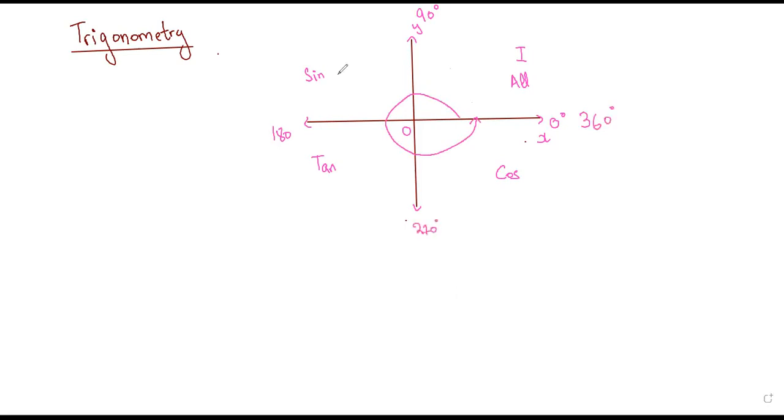Then I know that all the trigonometric ratios in the second quadrant, by the second quadrant, I mean the angle greater than 90 degrees and less than 180, all are negative except sine. Only sine is positive. And then between 180 and 270, tan is positive. And between 270 and 360, cos is positive. Okay. This is one thing.